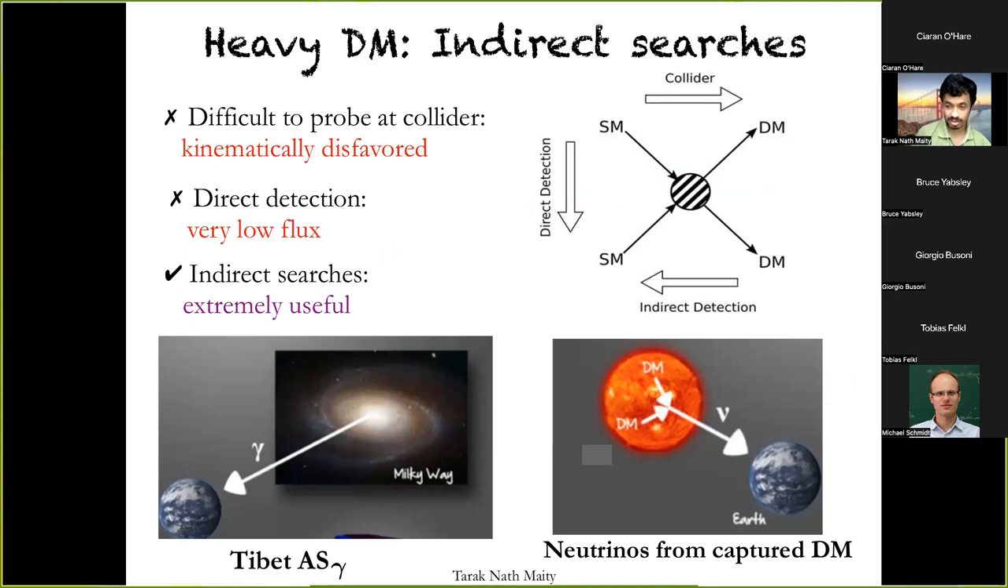In the collider, what you do is you collide two standard model states to produce, let's say, some dark matter signature, like through missing energy or through a missing energy plus monojet signature and other things. But given that I'm talking about dark matter mass in the hundreds of TeV and PeV range, and the current collider energy is at 13 TeV, it would be kinematically disfavored to produce such heavy particles.